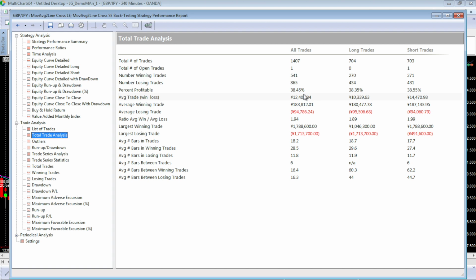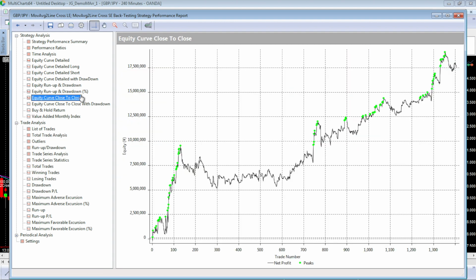That's about normal. We've got 1,407 trades, so a decent amount of trades, and we've got an average trade value of 12.4 thousand yen, so that's 12.4 pips. So we haven't got any costs added, but by the time we've taken out some costs, this is still going to be a profitable strategy with an average trade of that value. Equity curve close to close. So although it's not the best equity curve for such a basic strategy and no extra rules, it's a very good start.